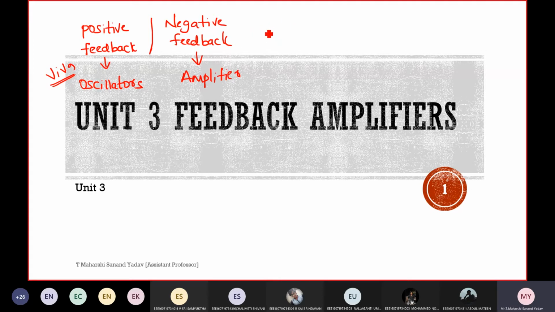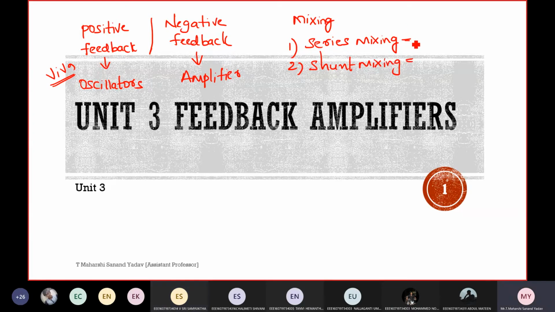Next, what you have seen? Next, we learned about mixing. Okay. How many types of mixing circuits? 2. What are they? Okay, series mixer and shunt mixing. Next. If it is series, is it voltage or current? Voltage. Next. If it is shunt? Current. Okay. So we have seen this.